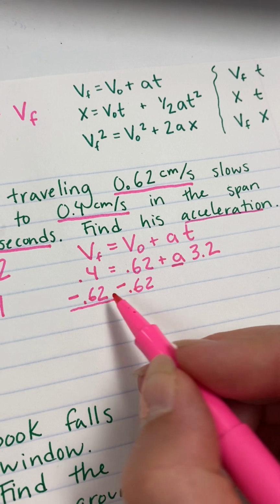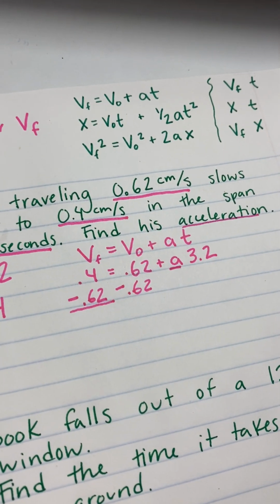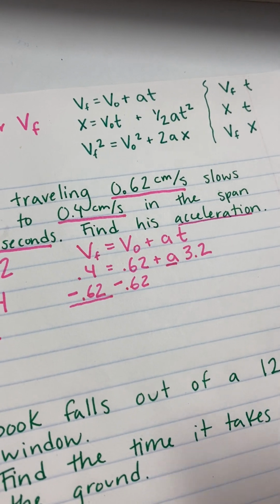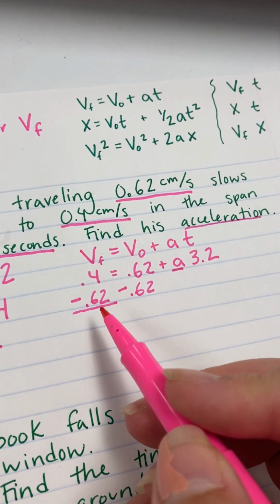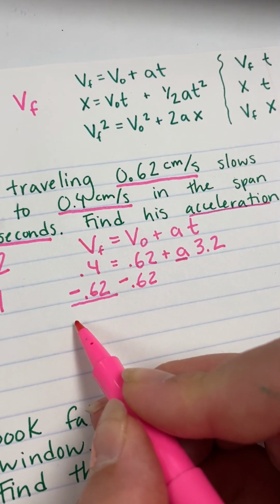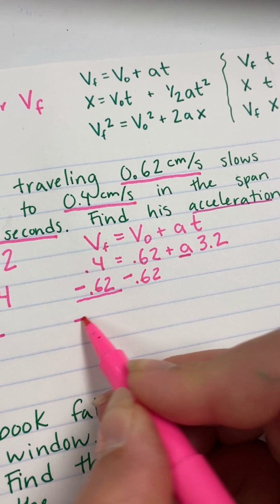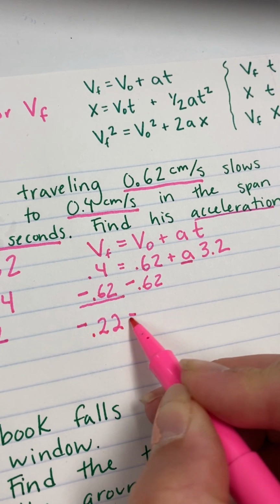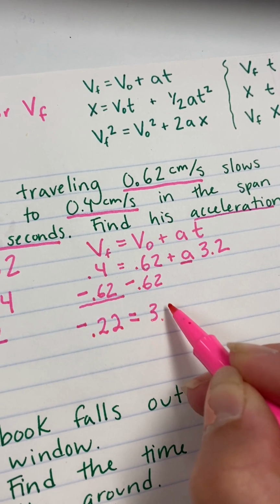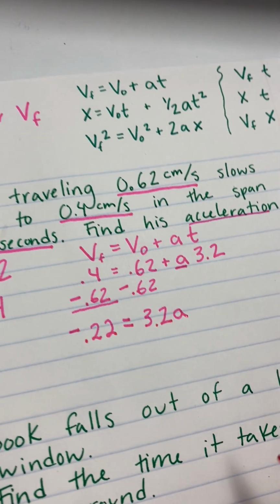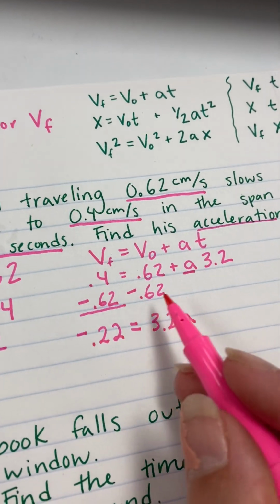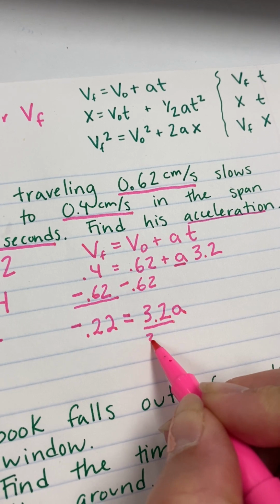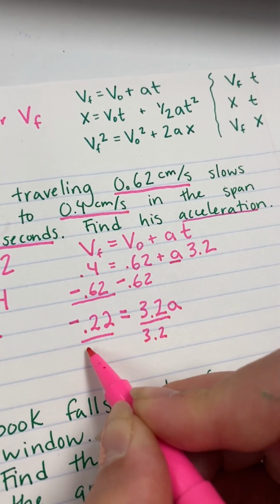Once we do that, we can subtract 0.4 and 0.62. You can use a calculator if you want to. You can do it in your head if you're good at that. But we know the answer is going to be negative 0.22 equals 3.2 times A. Now we have one final step. We have to divide. We got to divide by 3.2 on both sides.